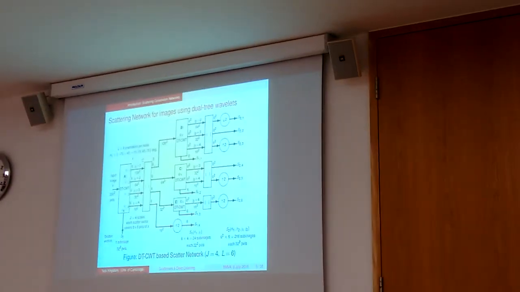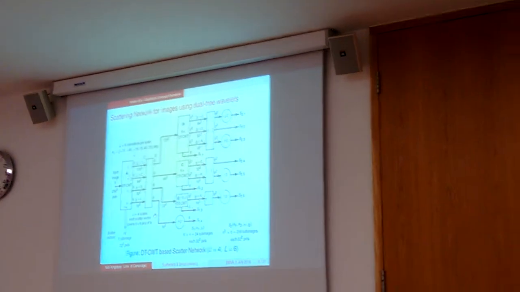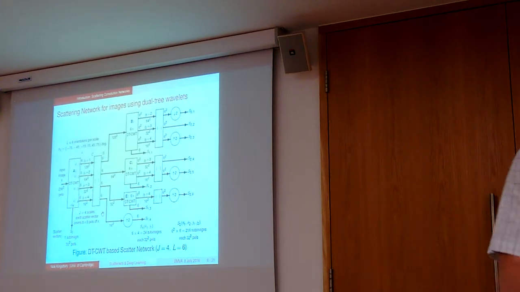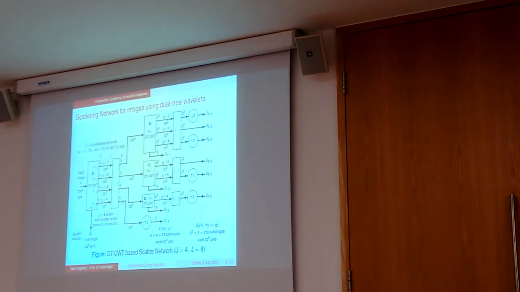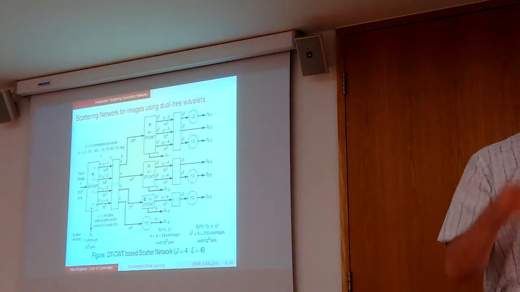Then, having created a number of subband images coming out of the complex modulus, we effectively get 6 images for 6 different orientations at each of these 4 scales. We then apply wavelet transforms to every one of those images. So we apply 6 wavelet transforms at this resolution, another 6 at this resolution, and so on. And the depth of the wavelet transform is appropriate to the resolution of its input.